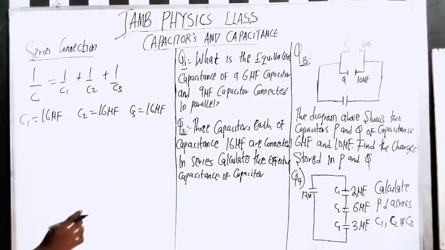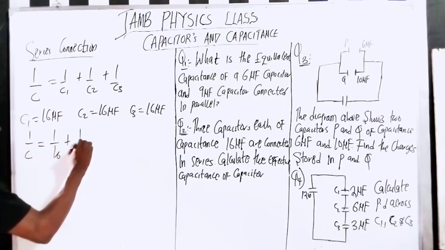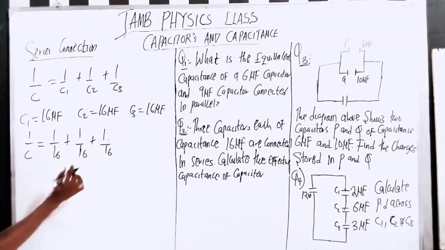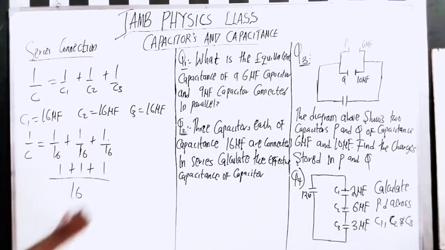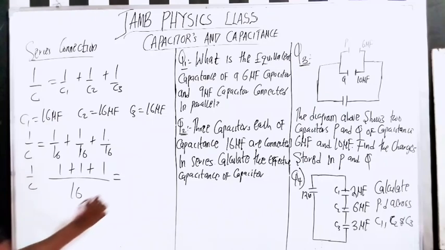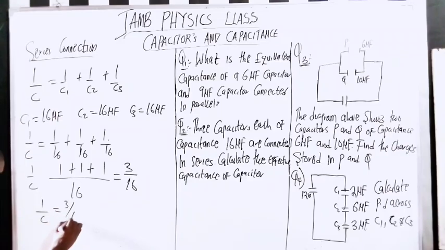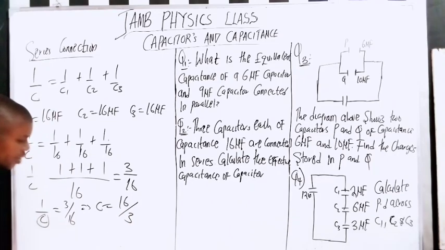So guys, I will draw a picture here. So it's going to be 1 over C equals 1 over 16 plus 1 over 16 plus 1 over 16. So the LCM is going to be 16. It's going to be 1 plus 1 plus 1. Can you see that? So 1 over C, 1 plus 1 plus 1 is 3 over 16. Do you see that? So 1 over C equals 3 over 16. Making C the subject of the formula, we have C equals 16 over 3.